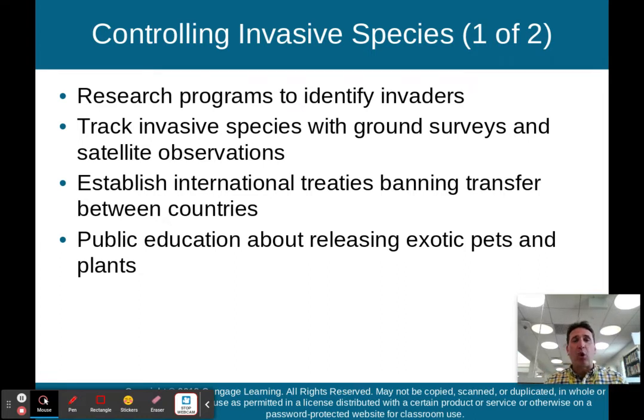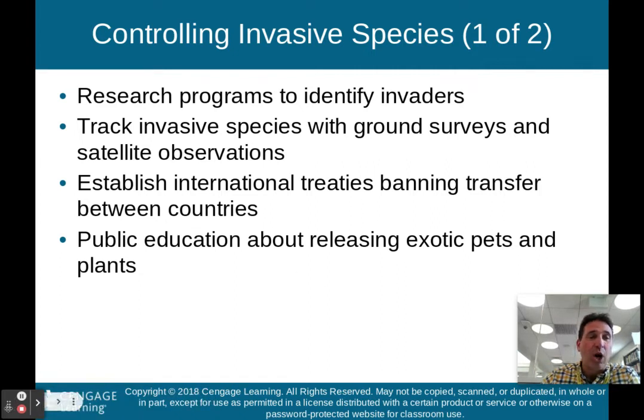So research programs are around to identify who the invaders are. We can track invasive species with ground surveys and satellite observations nowadays, so that definitely does help. Establish international treaties banning the transfer between countries, and in a couple of slides we are going to start talking about some of the treaties and the conventions that have been put forth to try to help not only control invasive species but to sustain the Earth's biodiversity, and of course public education about releasing exotic pets and plants out there into the environment. Right?